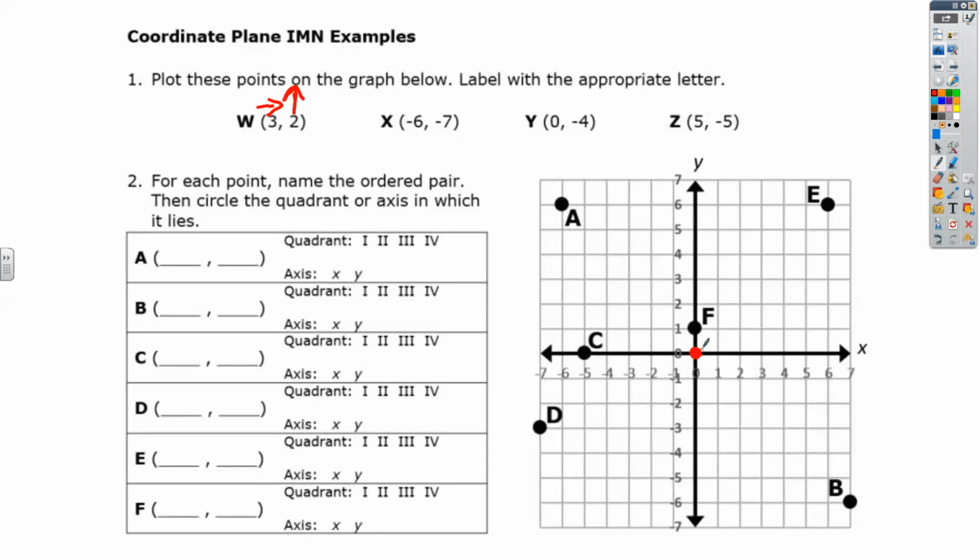And I want to go to the right 3. So I go 1, 2, 3, and then I'm going to go up 2: 1, 2. And this is where I would plot my point and label it W.